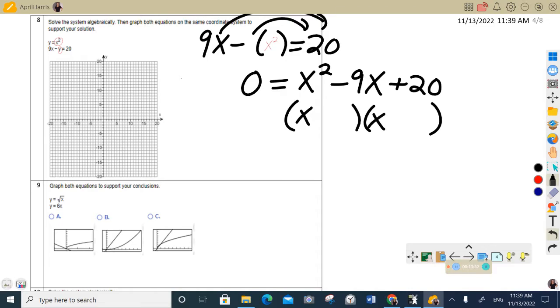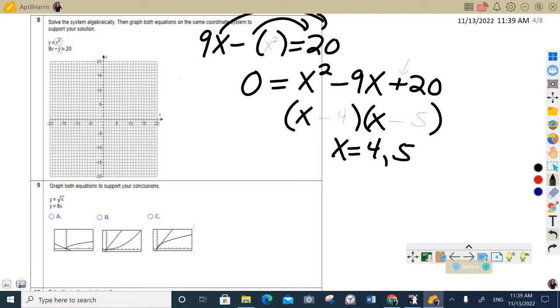So we want to multiply to get a positive. Either they're both positive or they're both negative. The middle sign's negative, so they're both negative. We want to multiply to get 20 and add to get 9. So it's going to be minus 4 and minus 5. Negative 4 times negative 5 is 20. Negative 4 minus 5 is negative 9. Remember, when you bring them out of the parentheses, you change the signs.